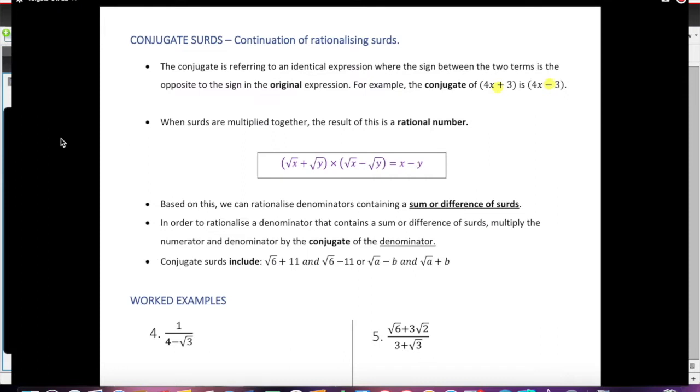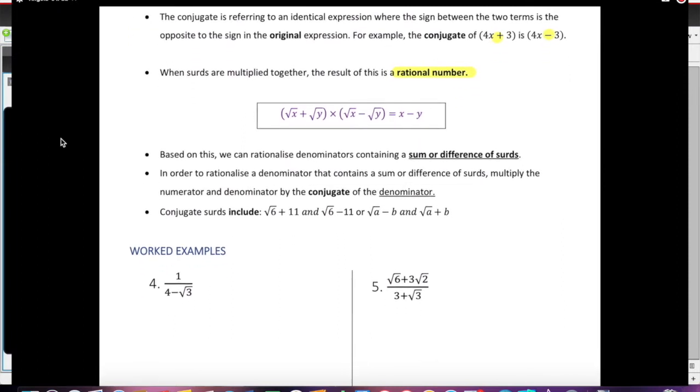So we know now that when surds are multiplied together, the result is a rational number. Remember that a surd is considered to be an irrational number. So when we multiply two surds together, they become rational. Based on this, we can rationalize denominators containing a sum or a difference of surds. In order to do that, we multiply the numerator and denominator by the conjugate of the denominator.